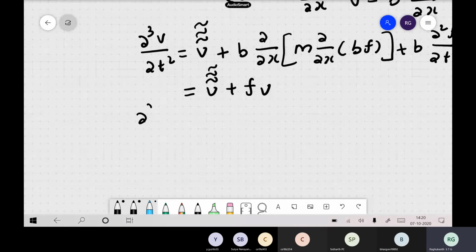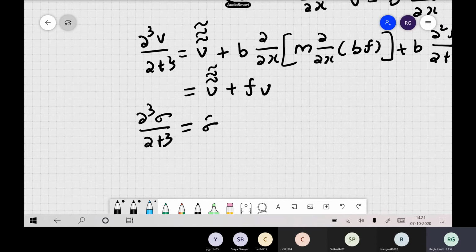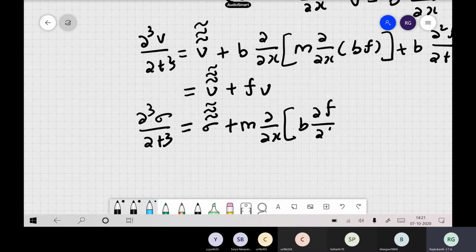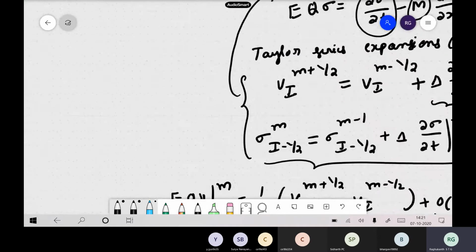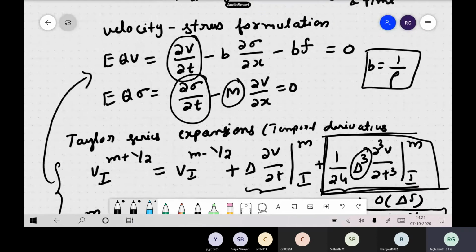Now similarly, ∂³σ/∂t³ can also be written in terms of tildes: m ∂/∂x of b ∂F/∂t, so this can be written as σ tilde plus a term in F. So the main advantage here is that the temporal derivatives have been replaced with spatial derivatives. Now what we try to do is, in our equations, where we have written these, these are our basic equations.